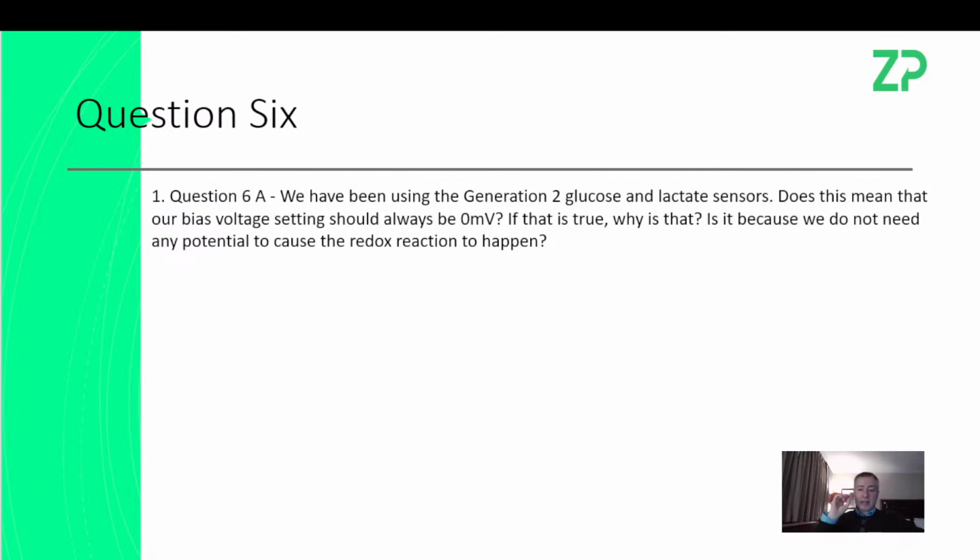It's not, that 0 millivolts is not an absolute voltage. It's a relative voltage to the reference electrode. But absolute 0 in this world is probably what we call ground. It's just saying that you're applying a voltage versus the reference voltage of 0 millivolts. It doesn't mean actually there is no voltage.